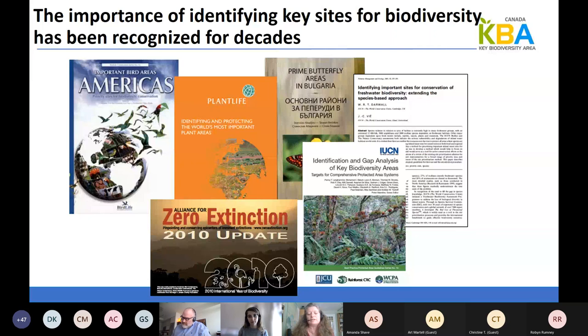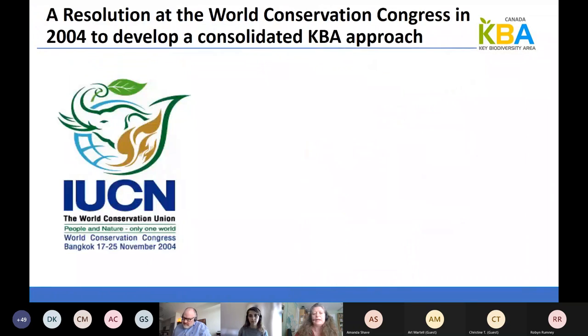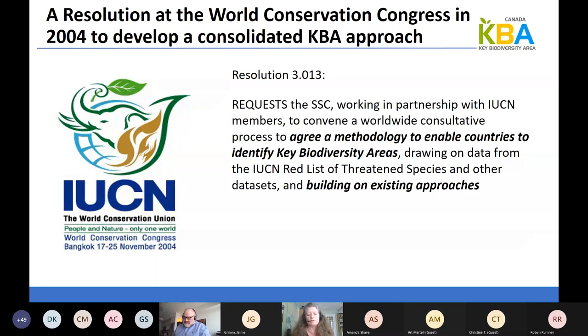And the success of IBAs did lead to similar other approaches for other taxonomic groups, but it became a bit of a cacophony. Many different types of ways of identifying areas that were important for biodiversity emerged over the last several decades. And as such, in 2004, the IUCN at one of its meetings really stressed the importance of having a unifying framework for identifying important sites that consider biodiversity comprehensively. So not just for individual taxa here and there that people cannot keep track of, but for all elements of biodiversity. And this was recognized formally by members of the IUCN in a particular motion.